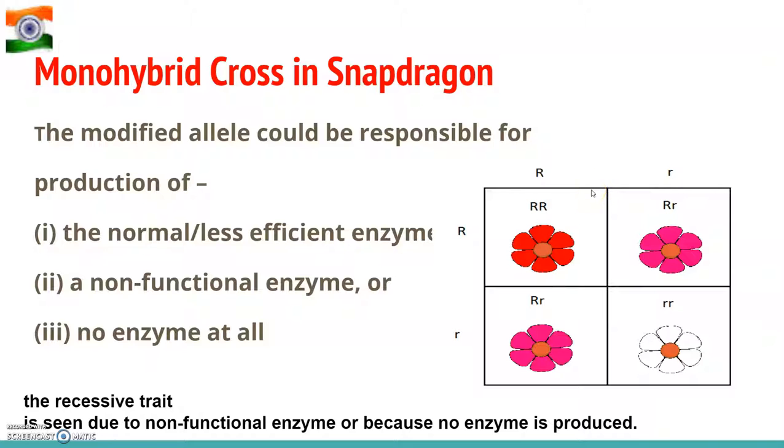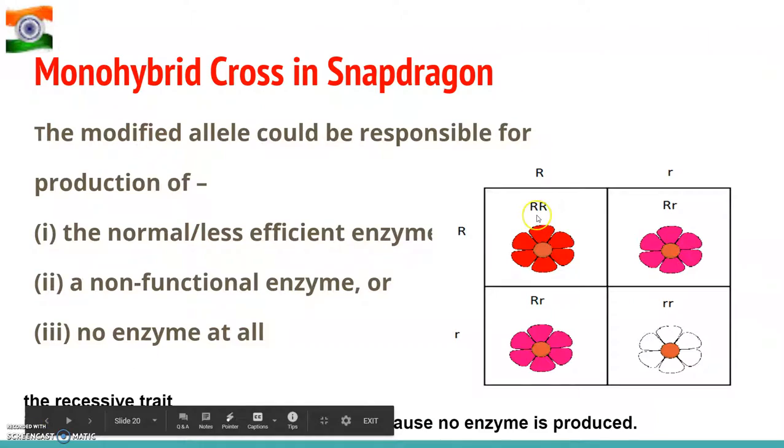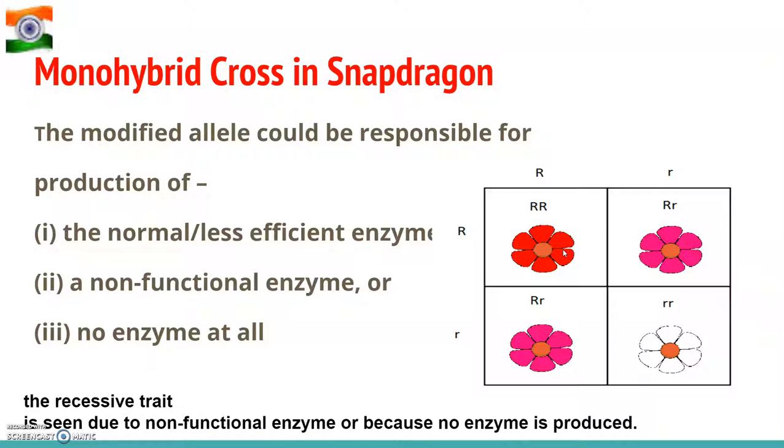Now, the unmodified functioning allele, which represents the original phenotype, just a second. These are the unmodified and these are the modified. So here we find that the unmodified functional allele, which represents the original phenotype, is the dominant allele, and the modified allele is generally the recessive allele. Hence, in the example here, the recessive trait is seen due to a non-functional enzyme or because no enzyme is produced at all.